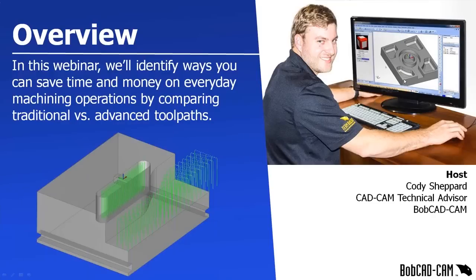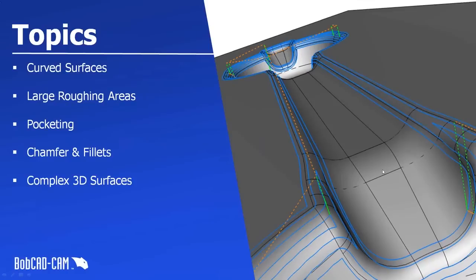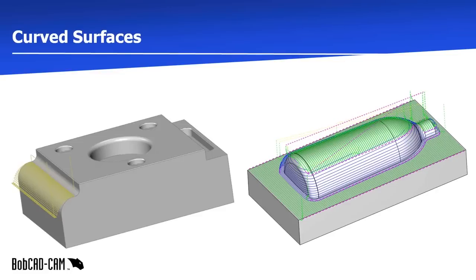The topics we're going to cover are curved surfaces, large area roughing, and small area roughing as well, showing you what the different roughing options do and how they can benefit. Pocketing, we'll cover some of the chamfer and fillet options, as well as complex 3D surfaces. If throughout this you have any questions, please just start typing them in. We'll be able to cover them on the subjects we're going over.